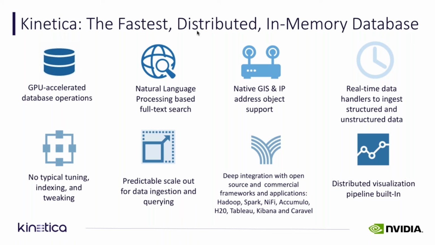The scale out then is just predictable. If you want to cut your SLA in half, just scale horizontally. If you need to hit a particular data ingestion rate of messages per second, again, just linear scale out. There's deep integration with all of the Hadoop-friendly open source frameworks: MapReduce, Spark, NiFi, Accumulo, HBase, H2O, Tableau, Kibana, Caravel, ODBC, JDBC, and a distributed visualization pipeline built in. So there's a lot of stuff in the box.